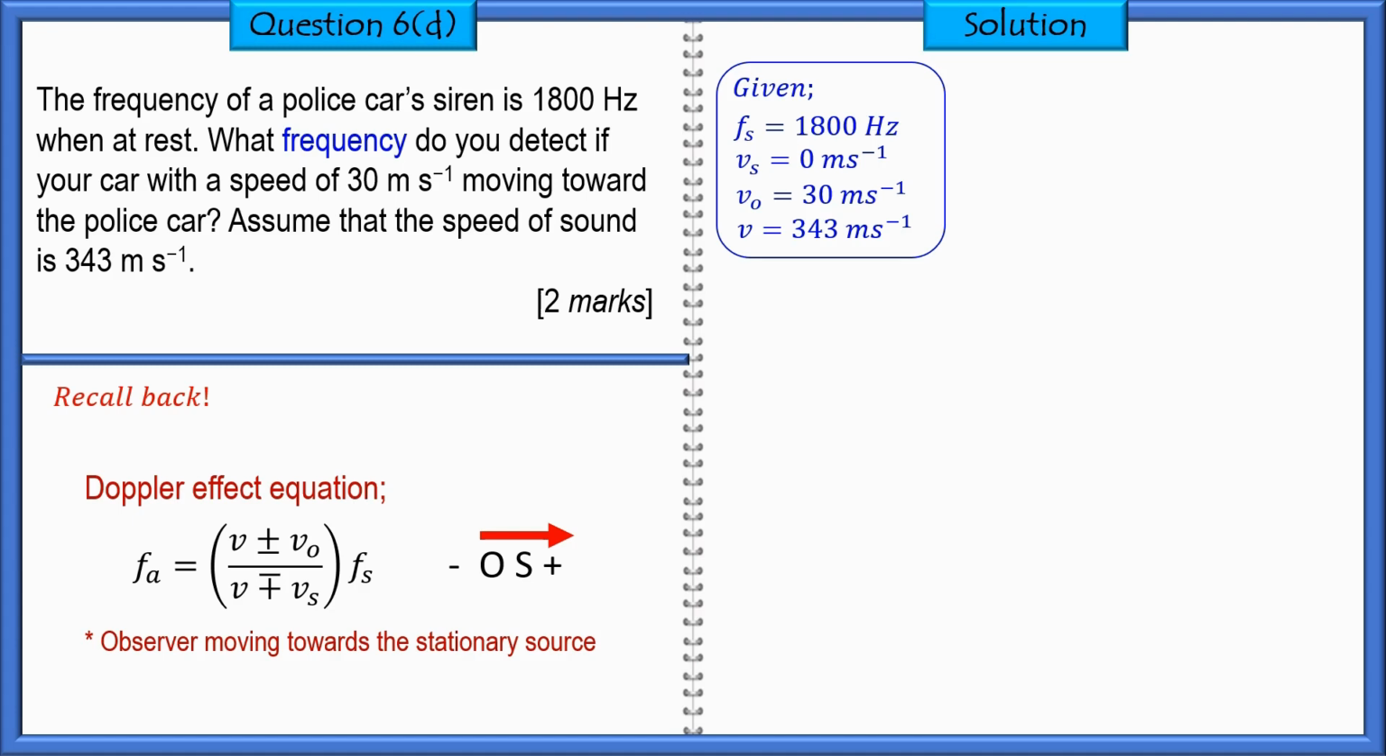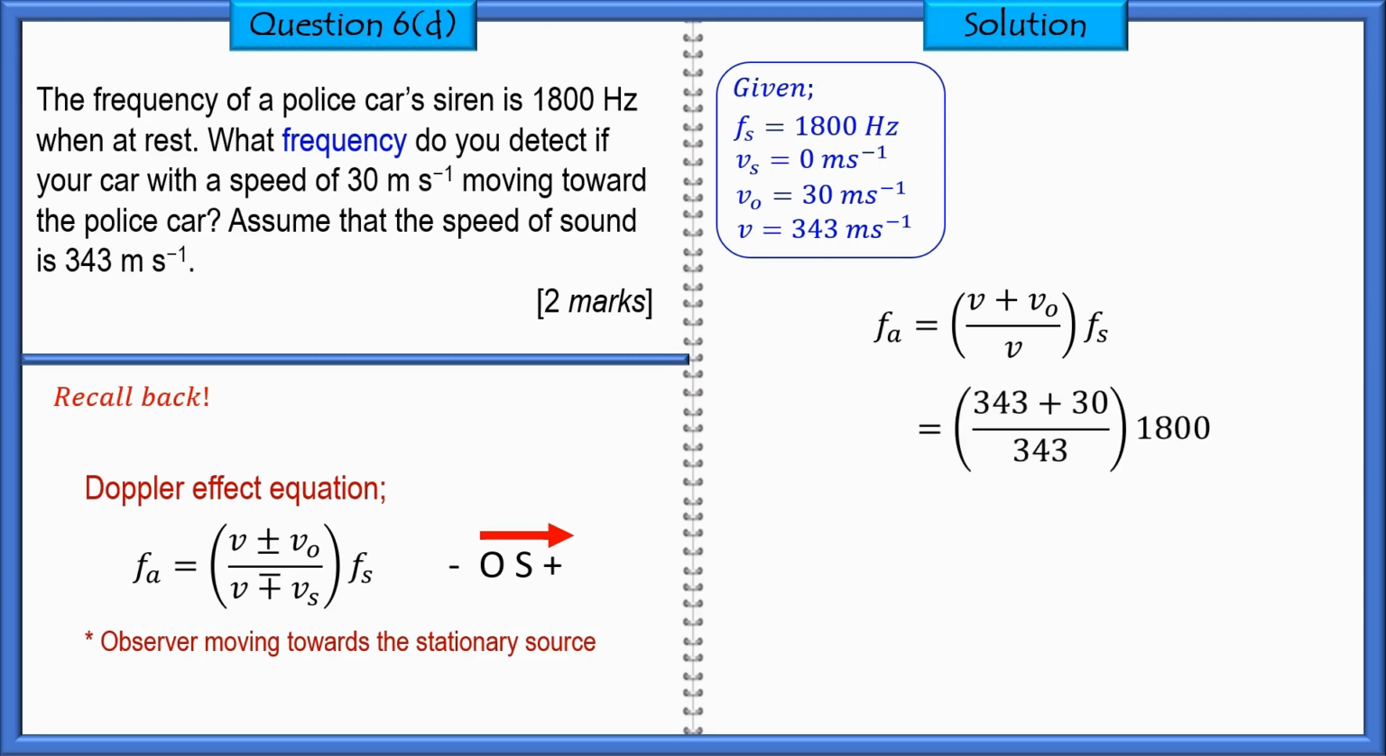For the sign, you need to choose either plus or minus. We refer to the OS concept. The observer is moving toward the source, so we will use the positive sign. Because of that, our Doppler effect equation is f' equal to (v plus vo) over v times fs. When you substitute the values given, you will get that the apparent frequency, or the frequency that you can detect if you are in the car moving towards the police car, is equal to 1957 Hz.